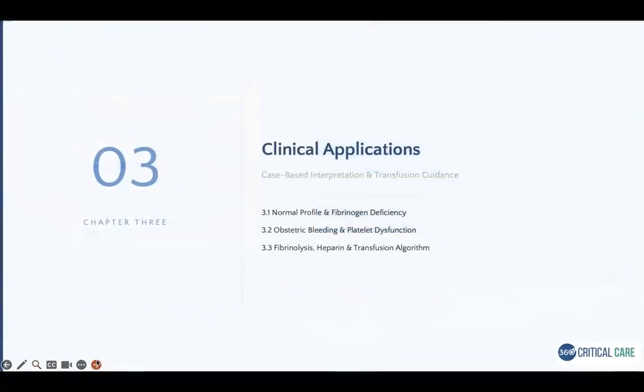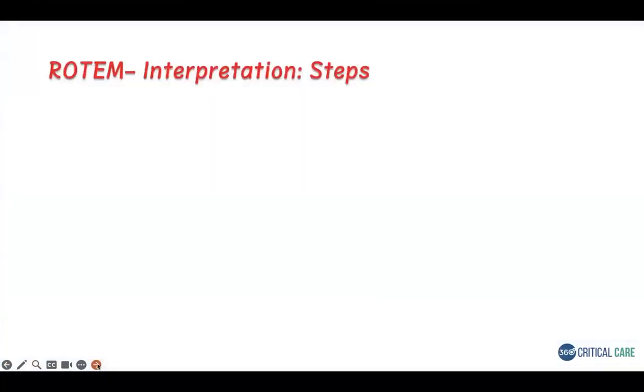Now, clinical application. We'll talk about 5 examples and then we'll wrap up. Okay. Now, you need to know the steps to look at the Rotem. So in the exam, you will get a screenshot of the 4 channels and there may be some numbers highlighted, which are usually either bold or in color, and then you have to interpret a result. How do you go about it?